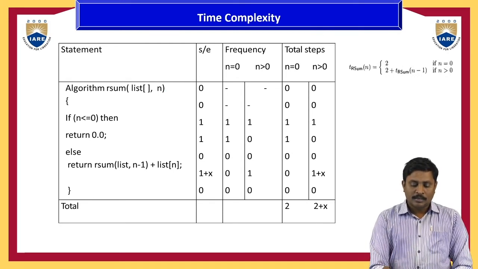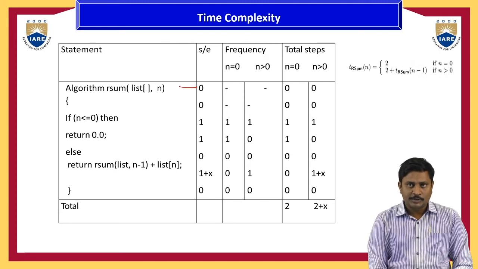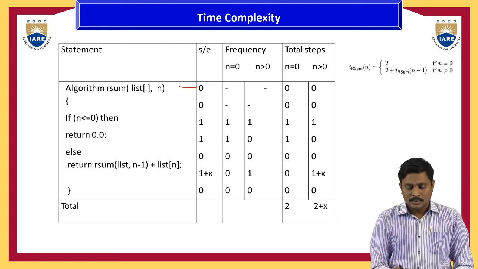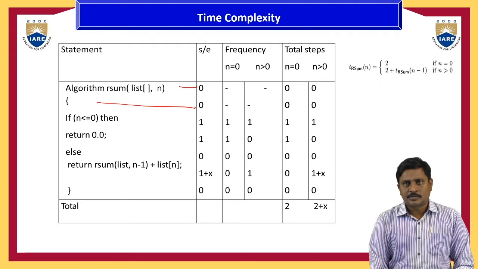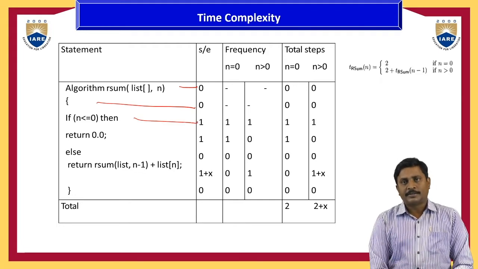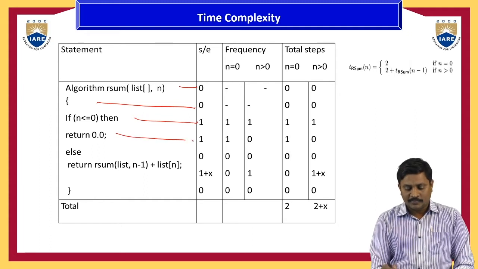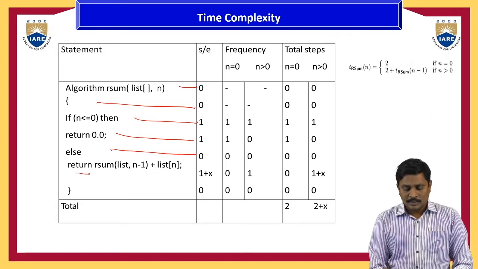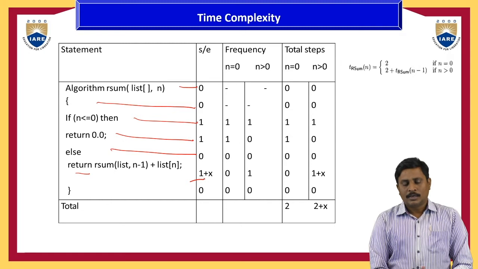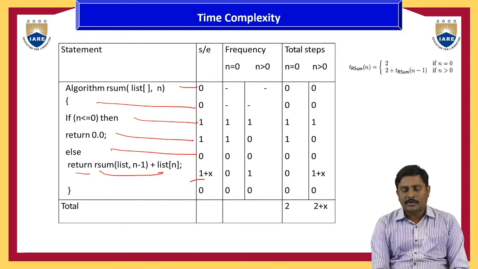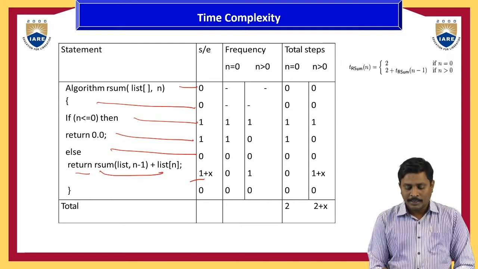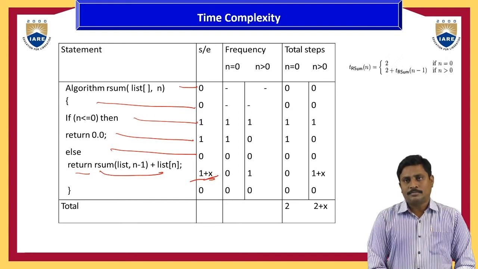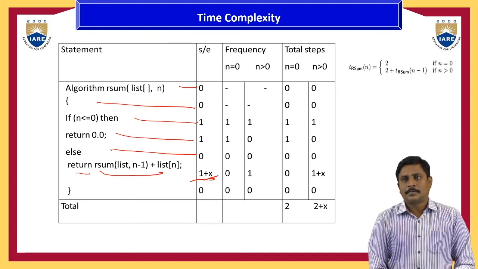Now here, the heading of the algorithm takes 0 steps for execution. The brace also takes 0 steps for execution. This n less than or equal to 0 takes one step for execution. Return takes 1 step for execution. Else takes 0 steps for execution. This return takes 1 plus the sum of list of n minus 1 plus list of n, it takes 1 plus x. x is a variable value. It takes a variable step count.